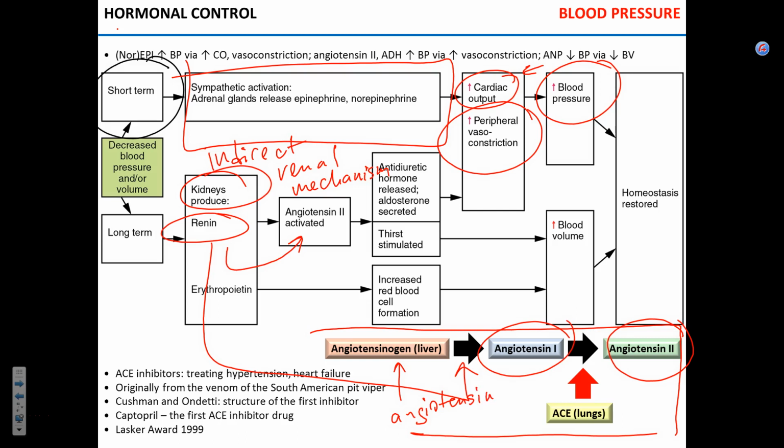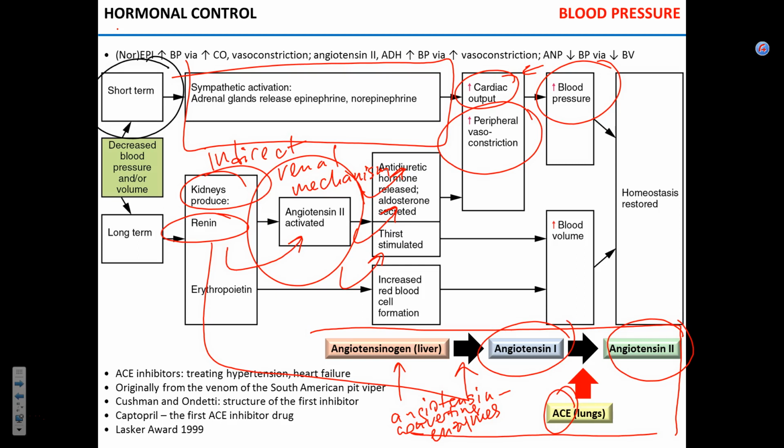angiotensin converting enzyme, ACE. And then angiotensin 2 will stimulate thirst, so you'll drink, and it will stimulate release of aldosterone and ADH. Remind me from our glorious days of endocrine system, what's the function of antidiuretic hormone?